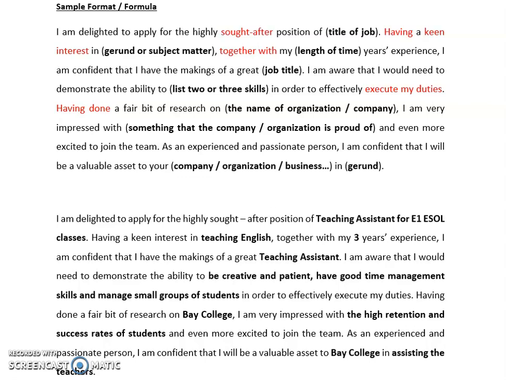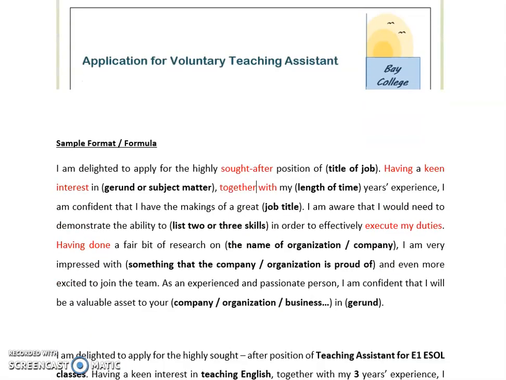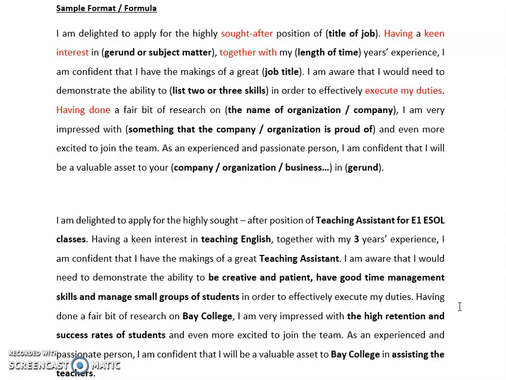So if we go back to the things that we need to include, I've already shown my enthusiasm. I'm very delighted. I'm excited. Now I need to show what the job is about. And I need to show how my skills and experiences suit this role. So here I am saying, I know what this job is about. I am aware that I would need to demonstrate the ability to, these are my skills, so I know what I need to do in this job. You're telling the employer, I've done some research about the job itself, I know what I need to do in order to do my job properly, to execute my duties.